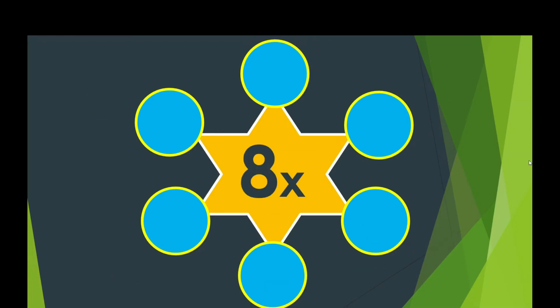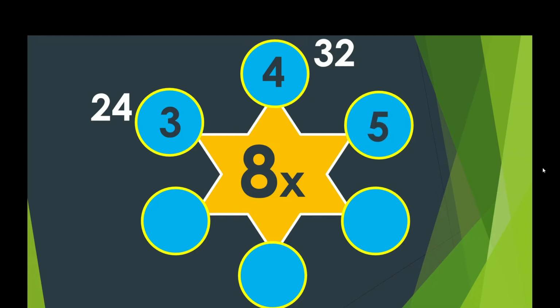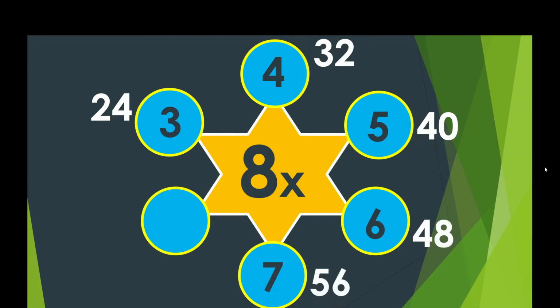Now let's proceed to 8. So 8 times 3 equals 24. 8 times 4 equals 32. 8 times 5 equals 40. 8 times 6 equals 48. 8 times 7 equals 56. And 8 times 8 equals 64.